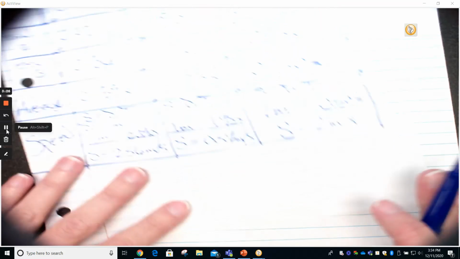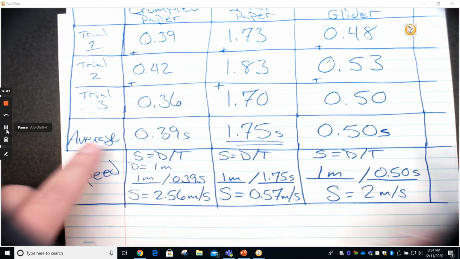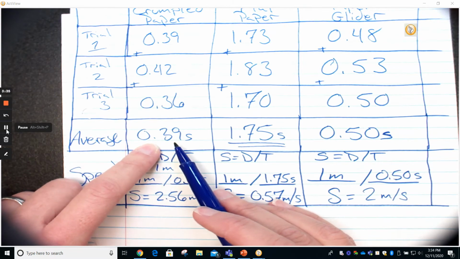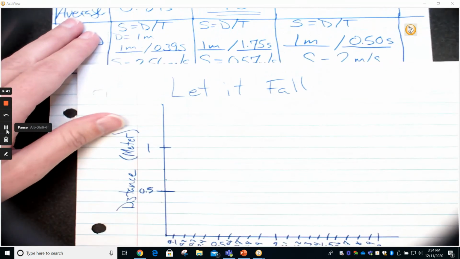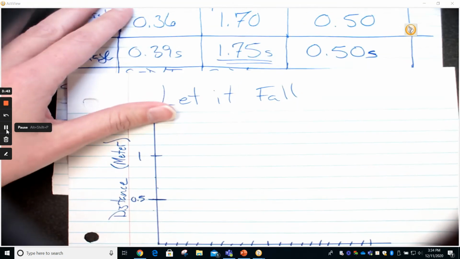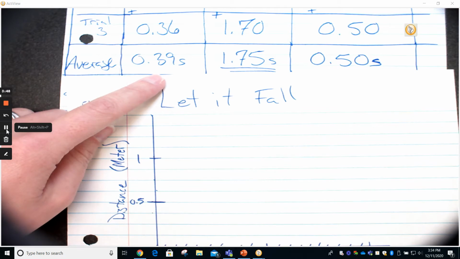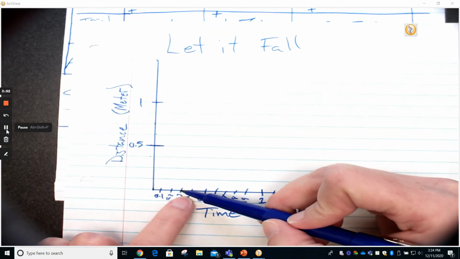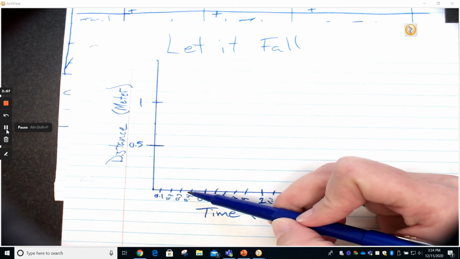So here's our data table, okay? I'm going to bring it back over here. And we need to plot our average time and our distance on this graph, okay? So our average time for our crumpled paper, let's see, was 0.39 seconds, okay? So if we look on our graph down here, there's 0.3. 0.39 is really close to 0.4.